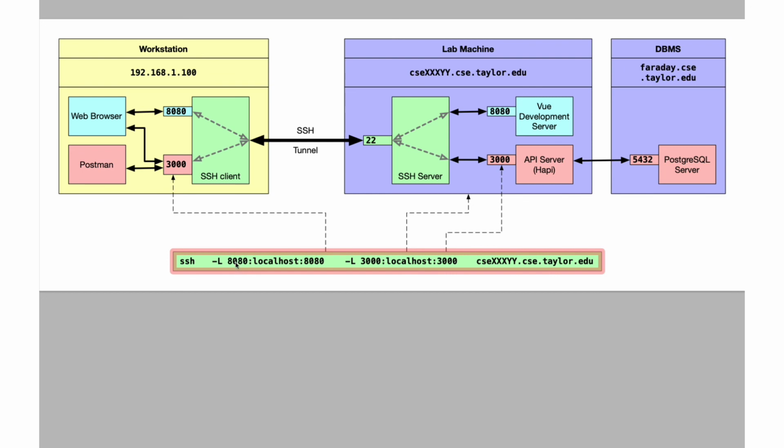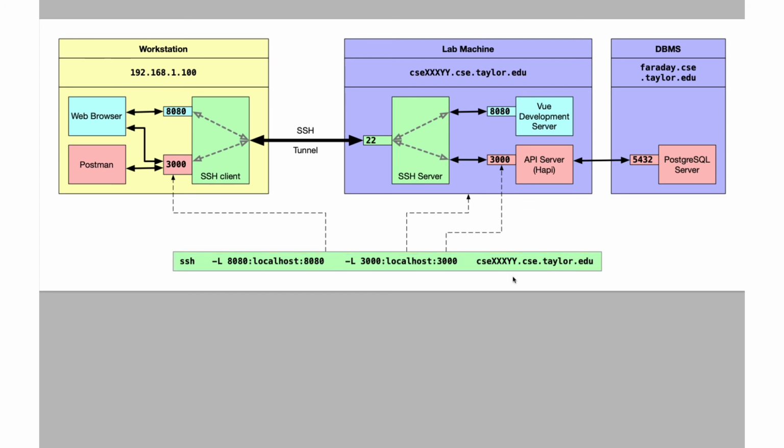This tells us what we're going to be connecting to on our local workstation. This tells the server on the other side of the connection where to connect when it's doing port forwarding, and this tells it which port to connect to on that host name.